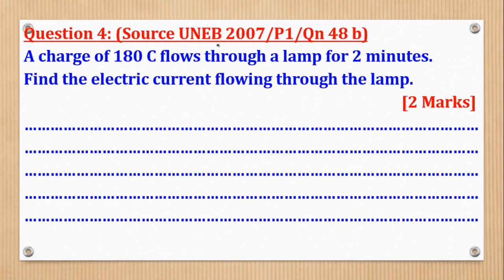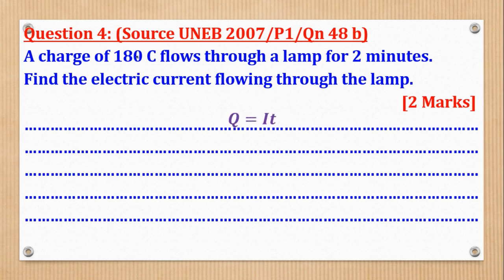Then question 4 came from UNEB 2007, paper 1, question 48b, and it says a charge of 180 coulomb flows through a lamp for 2 minutes. Find the electric current flowing through the lamp.